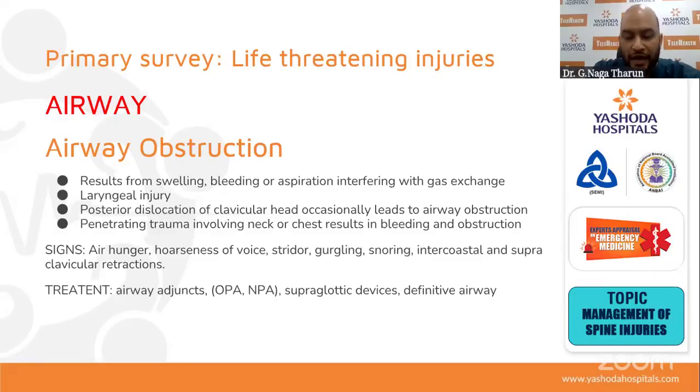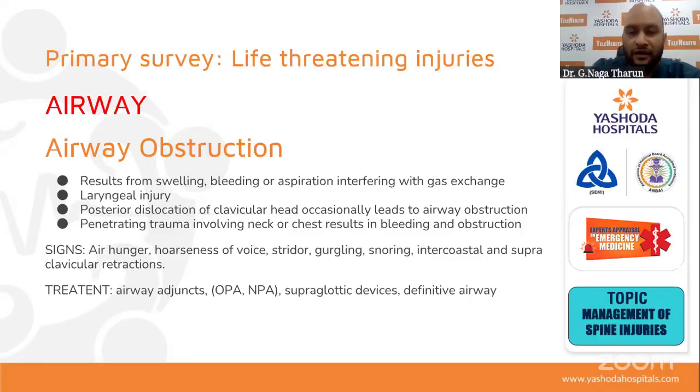Airway obstruction results from swallowing, bleeding, or aspiration interfering with gas exchange. Laryngeal injuries can cause subcutaneous emphysema, hypoxia and sudden cardiac arrest in the ED. Posterior dislocation of the clavicular head occasionally leads to airway obstruction. Penetrating trauma involving the neck or chest results in bleeding and obstruction. Signs of airway obstruction in thoracic trauma are air hunger, hoarseness of voice, stridor, gurgling, snoring, and intercostal and supraclavicular retractions.